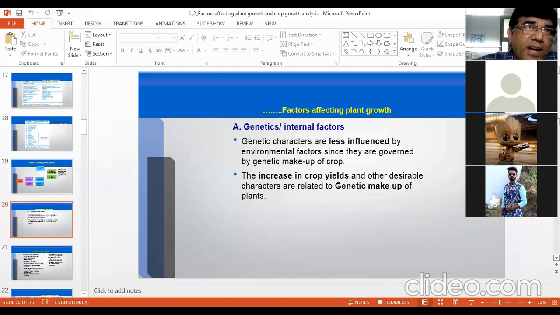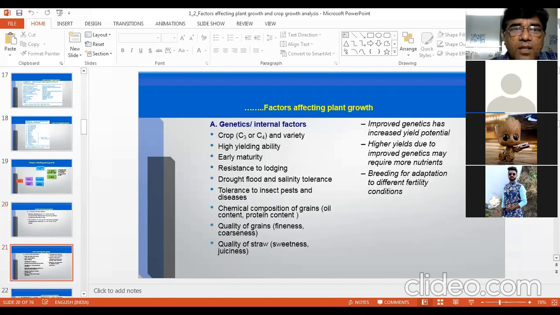Why do we have varieties of the crop? Some variety may grow tall, some may grow short, some may grow very fast, some may grow slow. So these are all genetically controlled factors, genes that are controlling the growth. The increase in crop yields and other desirable characters are related to genetic makeup of plants. So now you see, with respect to growth, these genetic factors or internal factors.